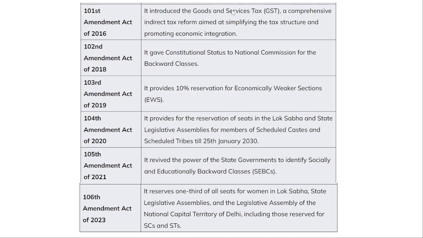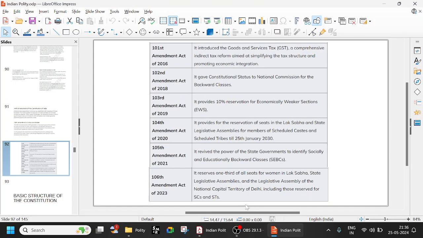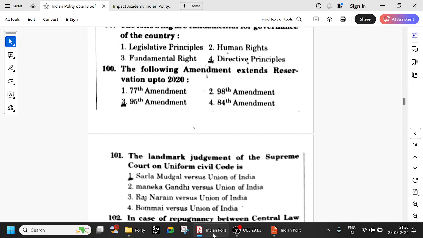Okay, so 101 is GST, 102 is BC. Okay, 103 is EWS. Okay, and 104 we said is equal to 95, right? So basically the reservation for SC and ST up to 2030, that is 104, and 105 is state will identify the BC. So basically 105 and 102 both are regarding the backward classes. This is the National Commission and this is the state government to identify. So 106 is women reservation. Okay, so remember dryly.